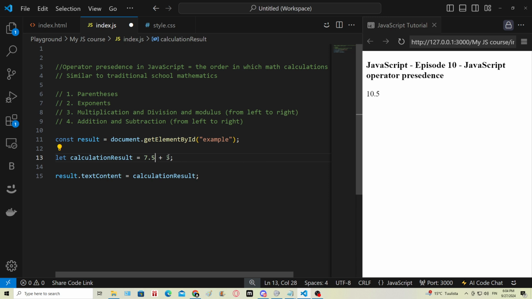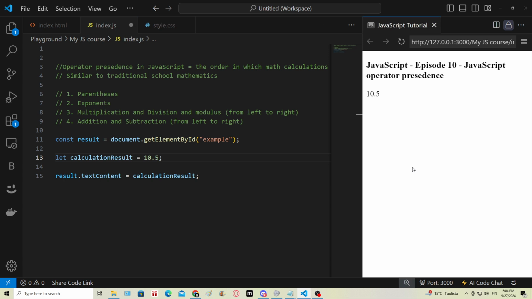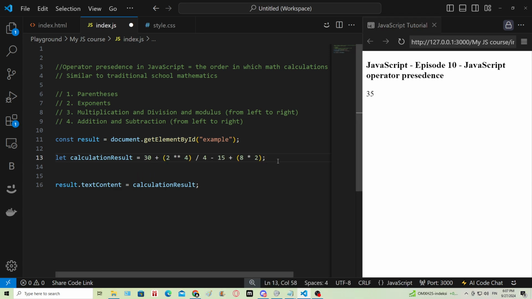And then we will add 7.5 plus 3, and that's gonna be 10.5. So yeah, that's another one. I'm gonna give you one more example about this. Okay, so this is gonna be the most difficult one.